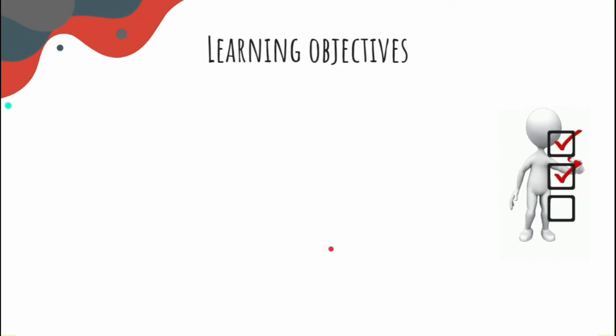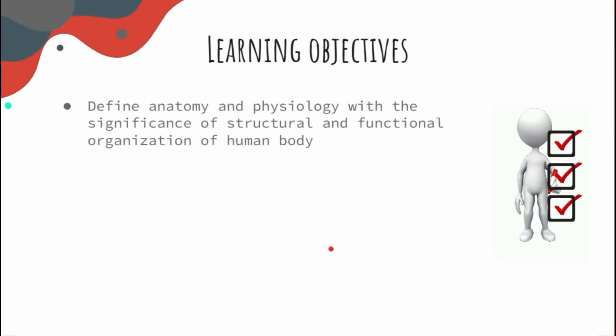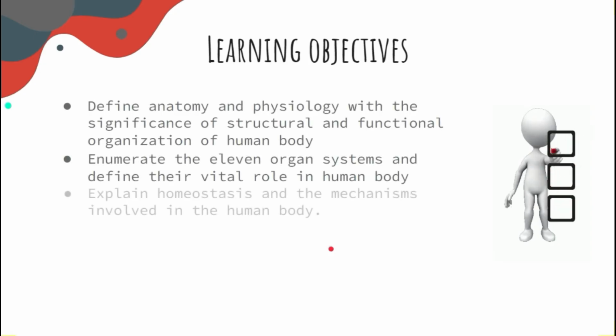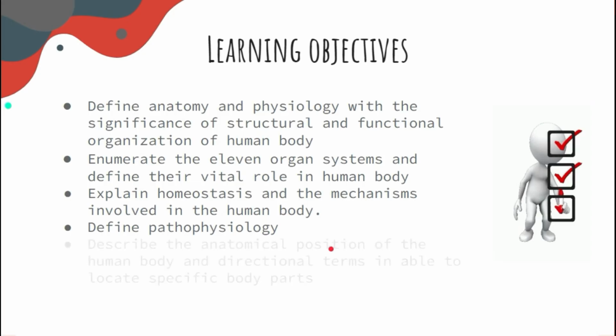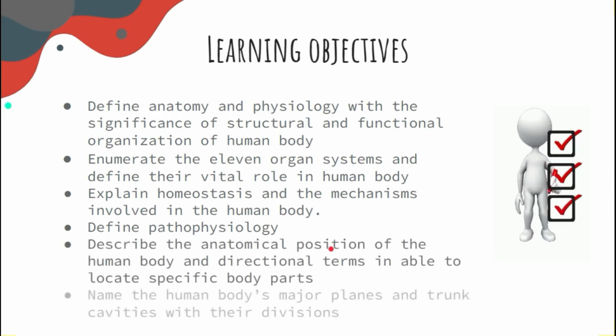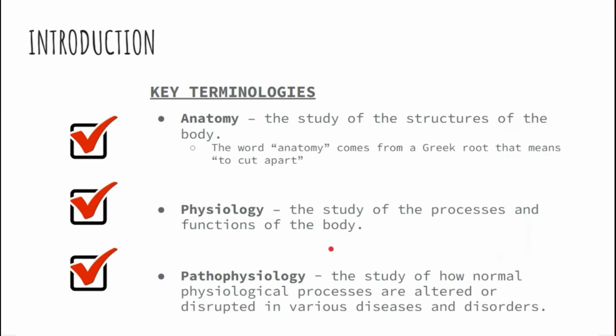Here are our learning objectives for today. For our introduction, of course, we will be defining the following terminologies. Before we study our course subject, anatomy and physiology with pathophysiology, let's know what is the meaning of each word. So for the word anatomy, anatomy pertains to the study of the structures of the body.